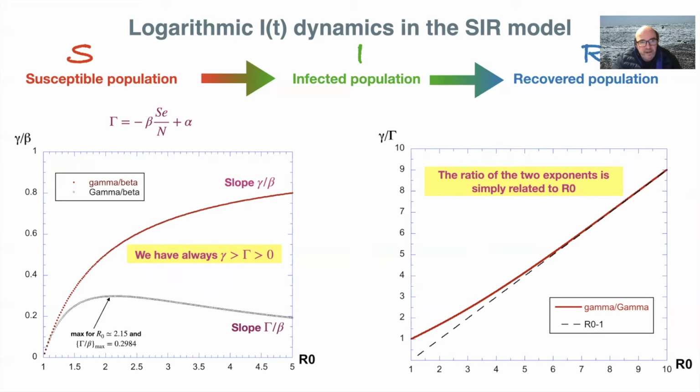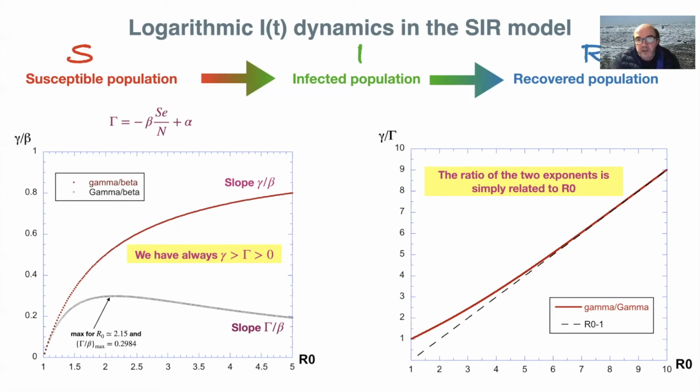And we can see several pieces of information. First, we always have small gamma larger than capital gamma. Then capital gamma is positive. Also, capital gamma has a maximum value for R naught equal to 2.15. We don't know why analytically, but it's a numerical result. And then it's decreasing.